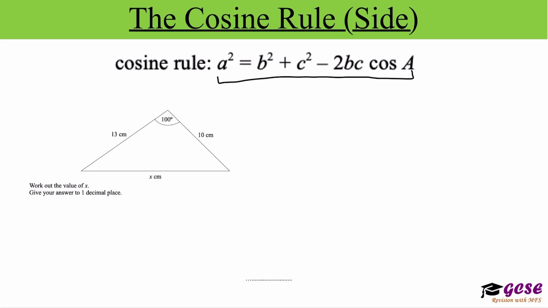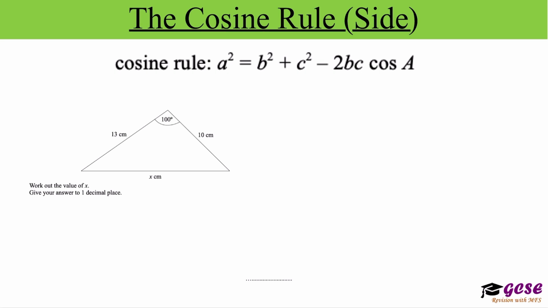Now, this exam question that we are given on this slide is basically a default exam question that you could be given in an exam. We're going to run through this question and then you'll understand how we use the cosine rule to work out the side of a triangle. So first of all, let's have a look at this formula.